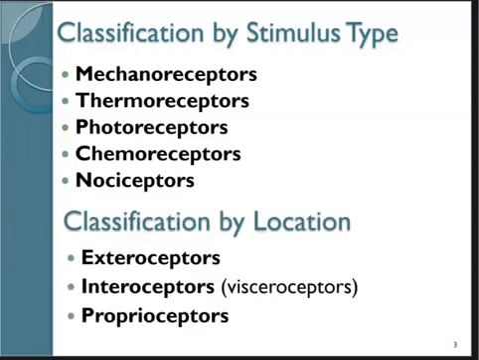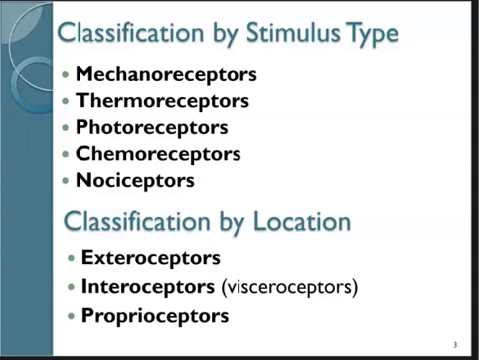Classification by location. Extero is what is outside of the body. This is in regards to where the stimulus is, not the location of the receptors themselves. The stimulus is coming from outside of the body, so it can be touch, pressure, pain. All our special sense organs are exteroreceptors because they're sensitive to stimuli that are coming from outside of the body.